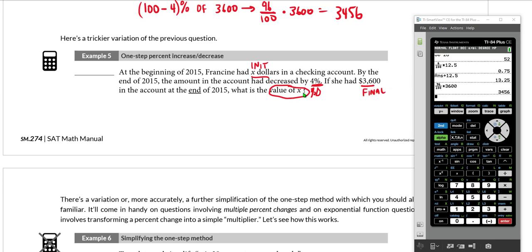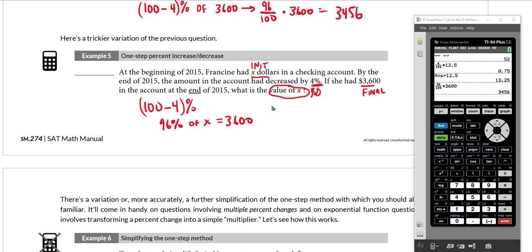In terms of the one-step method here, it's not all that much different, except that we are going to be decreasing X by 4%. So I'm going to do almost exactly the same thing I did up here. That's going to be 100% of X minus 4% of X, which is going to equal 96% of X. And 96% of X must equal that final amount, 3,600.